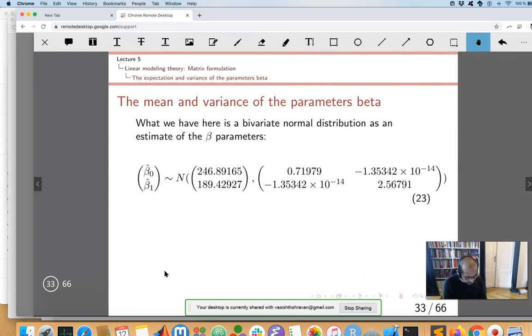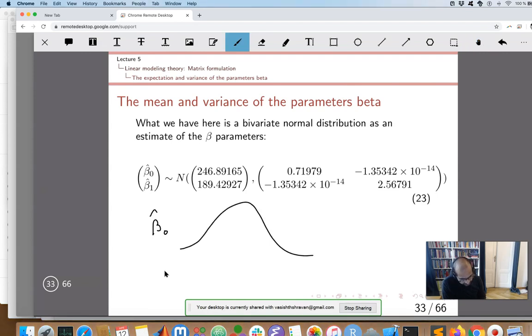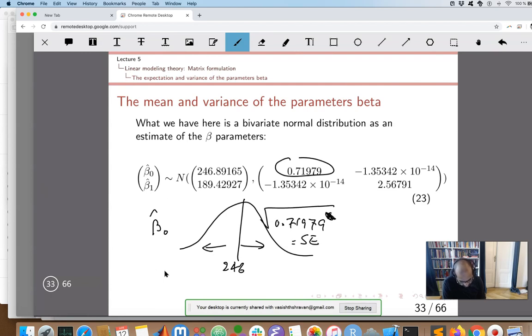That means for beta 0 hat, if you just concentrate on beta 0 hat, we can now talk about what the variability of beta 0 hat would be under repeated sampling. The sample mean that we're getting for beta 0 hat is 246, and the variability around that under repeated sampling is the square root of this variance, 0.71979. Sorry, why am I squaring everything? This is actually a variance. So I'm taking the square root of that variance to get the standard deviation, which is the standard error of that estimator under repeated sampling.